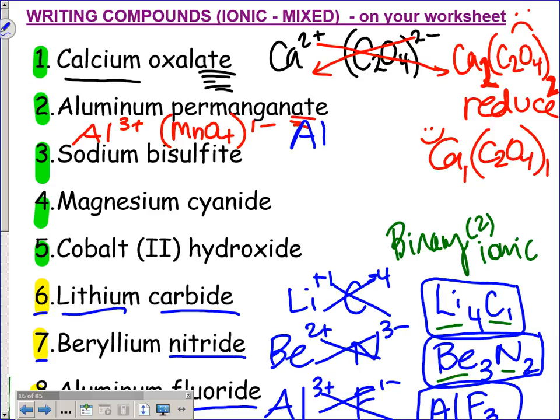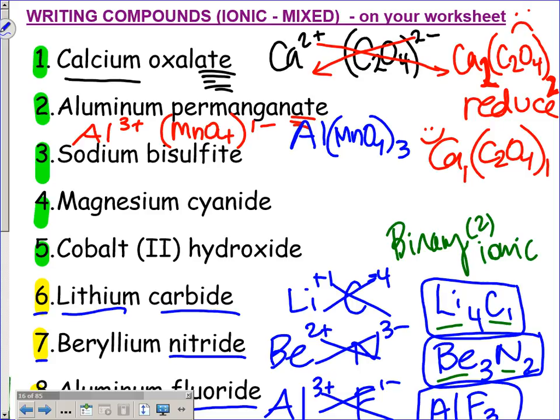Al, 1, parentheses, MnO4, parentheses, 3. If I did not have my parentheses, what would that last number look like? MnO43. 43 oxygens? Heck no, right? That's why the parentheses are there to say I have permanganate and I have 3 of them. Not 43 oxygens and 1 Mn. That's 2 totally different scenarios. So you have to put your parentheses.